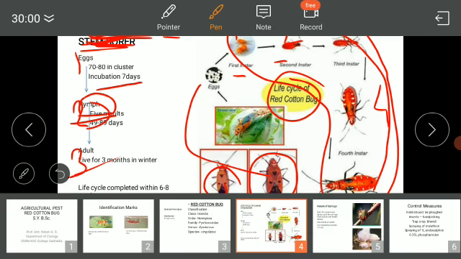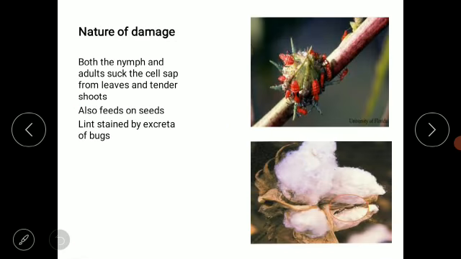The next is the nature of damage. See here, you are able to observe the bug. And the nymphal instars attack the cotton bud. So these nymphs as well as adults are causing the damage. Here you can observe the adults. Two adults are there, and here many nymphal instars are there.